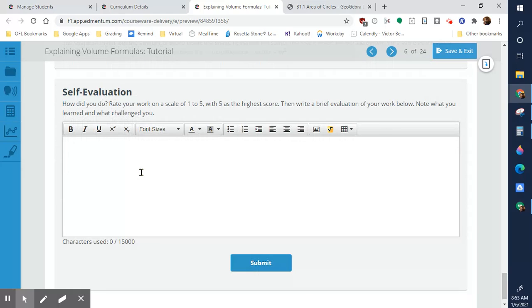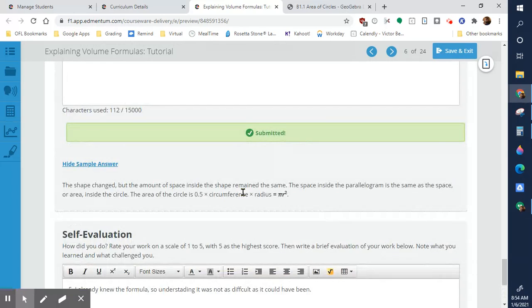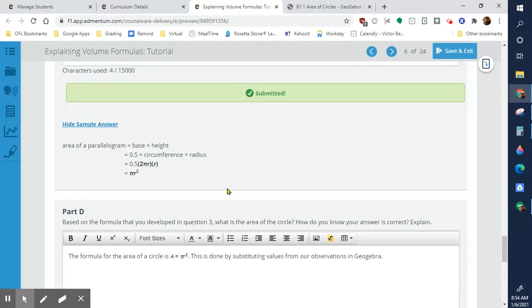So how do we do? I'm gonna give myself a 5. I already knew the formula, so understanding it was not as difficult as it could have been. And the reason why I say it this way is a lot of the times with Edmentum, they kind of assume you know how to talk about math, and that makes things a little bit challenging.